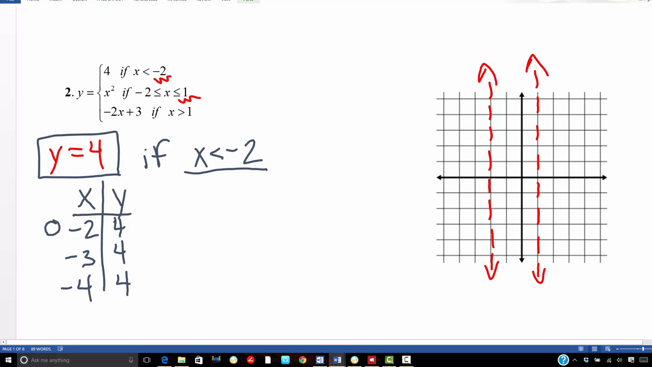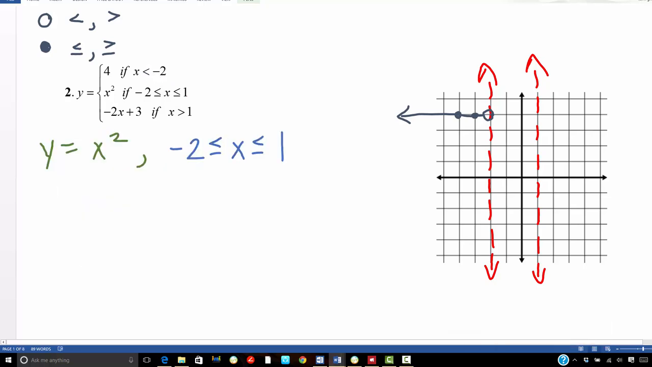And then don't forget, this is going to be an open dot at this first point, -2, 4, and it's an open dot because of this symbol right there. If it's just less than or just greater than, it's an open dot. If it's less than or equal to or greater than or equal to, it's a solid dot. So we're going to graph those 3 points. So that should be our first line graph. That's the line y equals 4 only when x is less than -2. So we're ready to graph the second line.